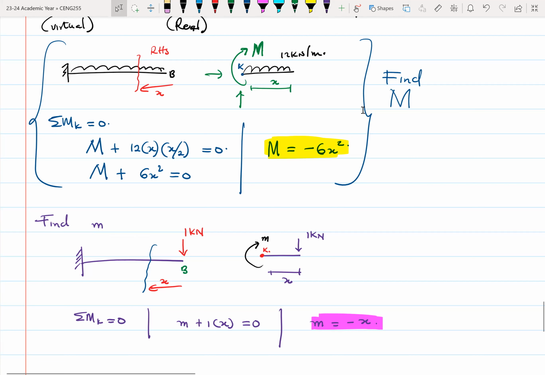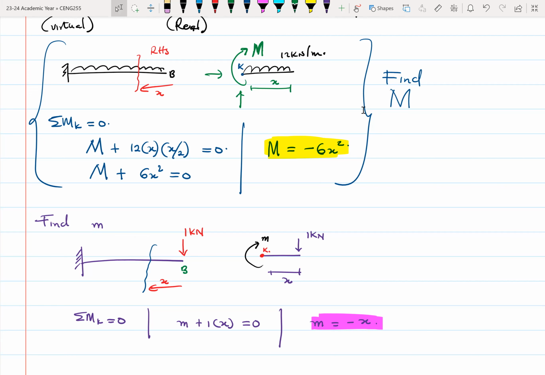This is the reason I've been pushing you guys to learn how to write equations of moment in terms of X from the word go, when we were looking at how to draw shear force and moment diagrams. If you're able to develop this ability to easily write equations, it will go a long way to help us. And one of the ways it's going to help us is now.